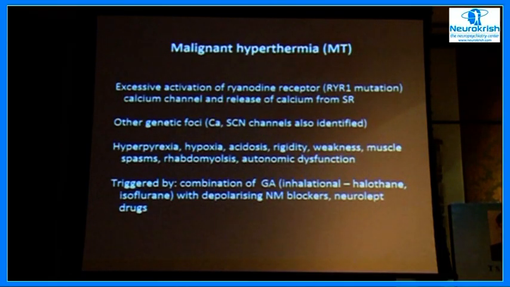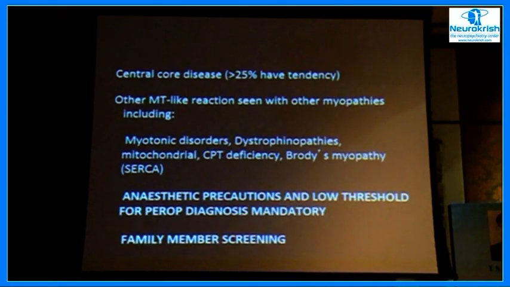So this is malignant hyperthermia with excessive activation of the ryanodine receptor due to a ryanodine receptor 1 mutation of the calcium channel and release of calcium from the sarcoplasmic reticulum. Other genetic foci are sodium channels. Features are hyperpyrexia, hypoxia, acidosis, rigidity, weakness, muscle spasms, rhabdomyolysis, triggered by a combination of GA with depolarizing neuromuscular blocking agents and neuroleptic drugs.